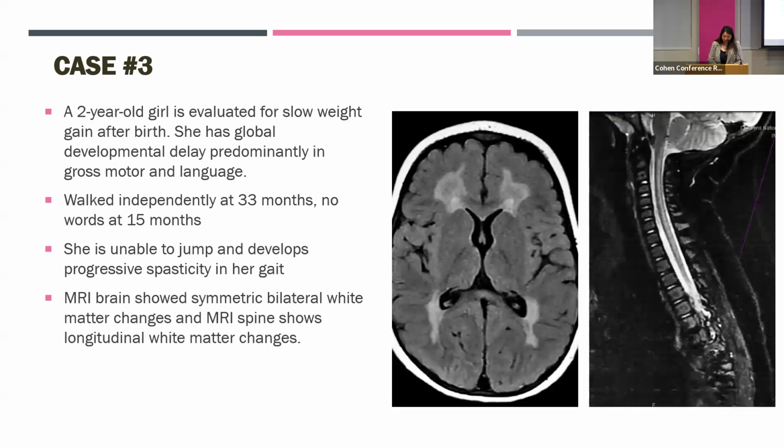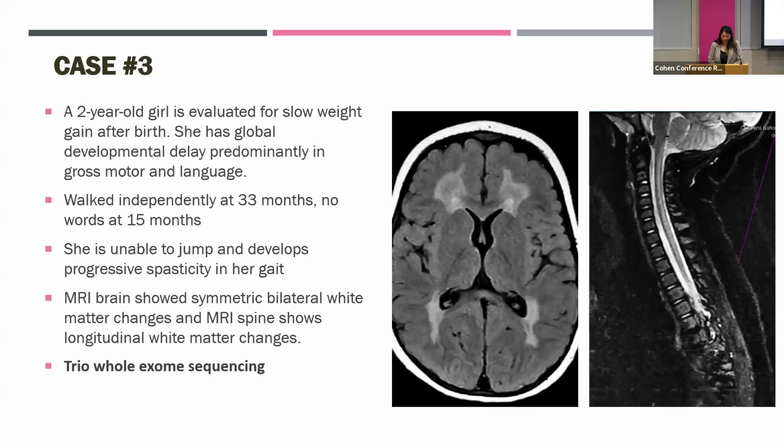So again, more MRIs, the white stuff is abnormal. On the left is the brain. She has bilateral white matter changes that look like a leukodystrophy. And on the right, I'll show you over here. Spine is always a little tricky, but there's a whole column of white going down the spinal cord that looks like a longitudinal transverse myelitis, but it's actually not.